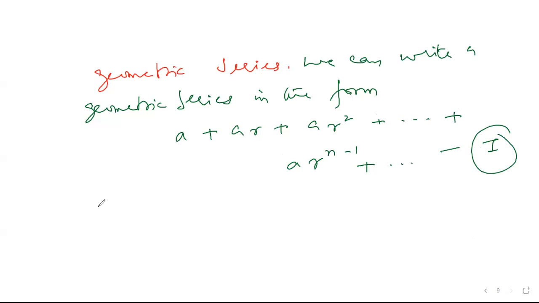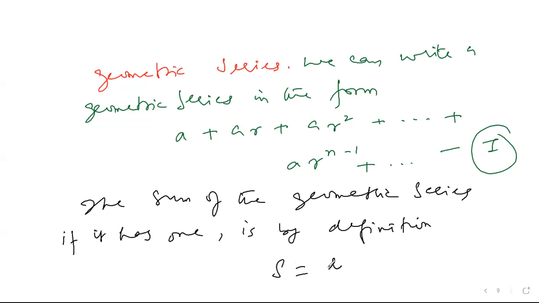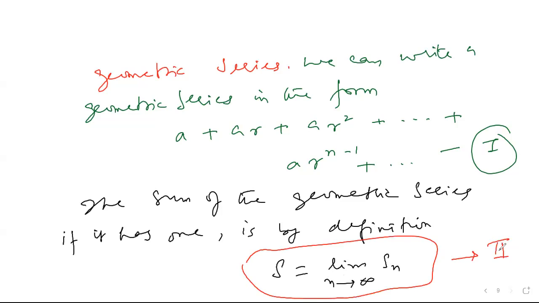Now this sum of the geometric series, if it has one, is by definition written as limit n tending to infinity Sn. We name it second. Right?